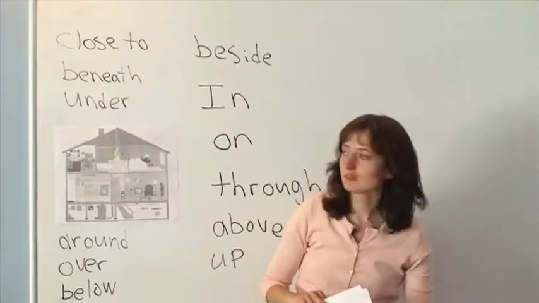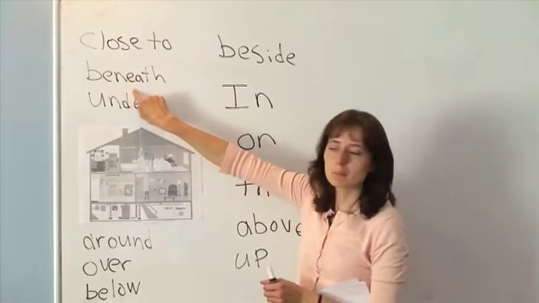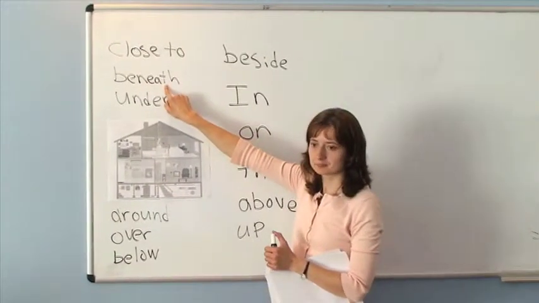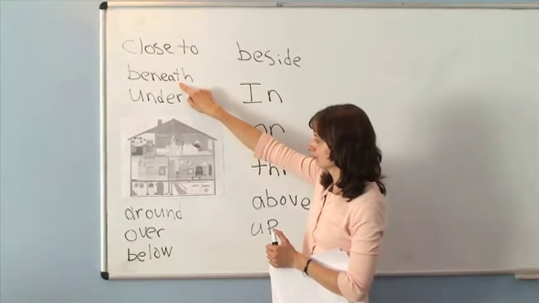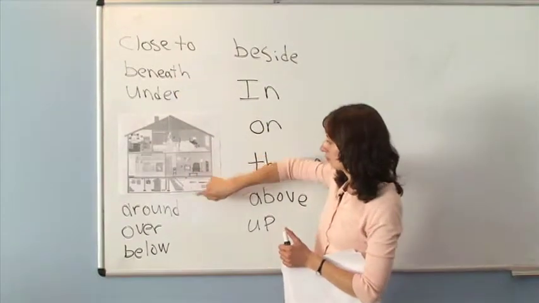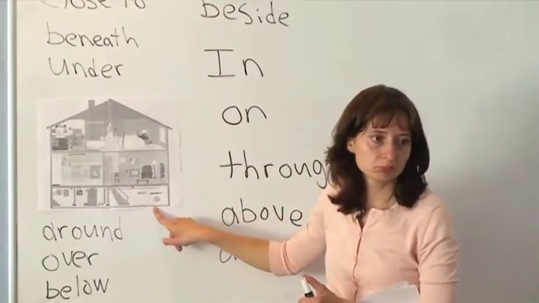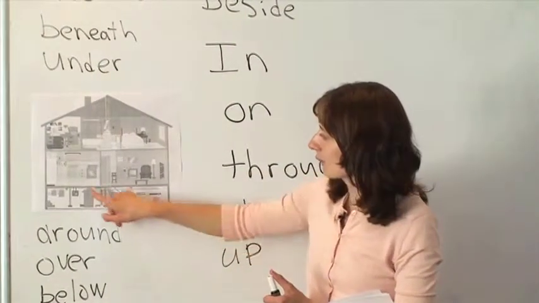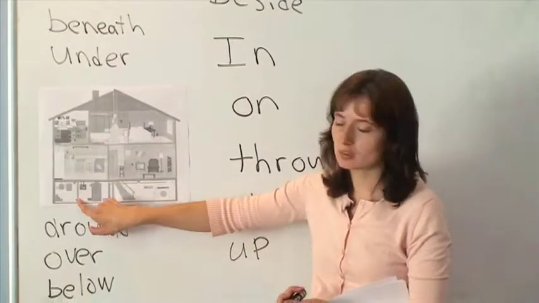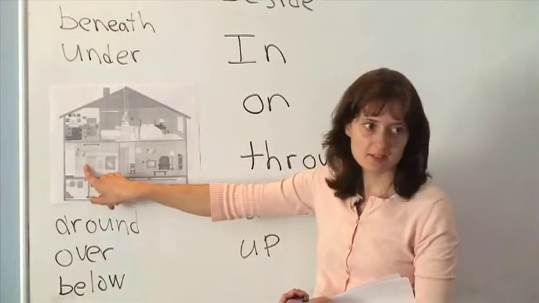Very good. What about this one? What's this one say? Beneath. How could we use this one? Beneath would be underneath something. So beneath the living room is the laundry room. Beneath the kitchen is the basement, you could also say. Or beneath the office is the kitchen.